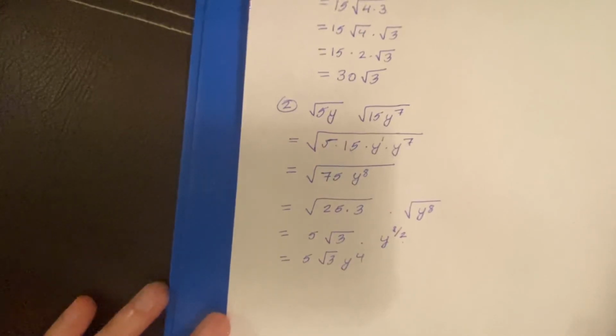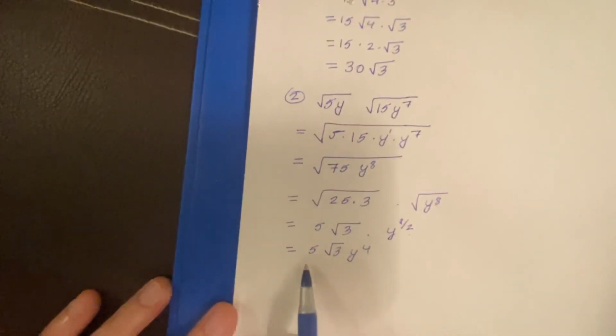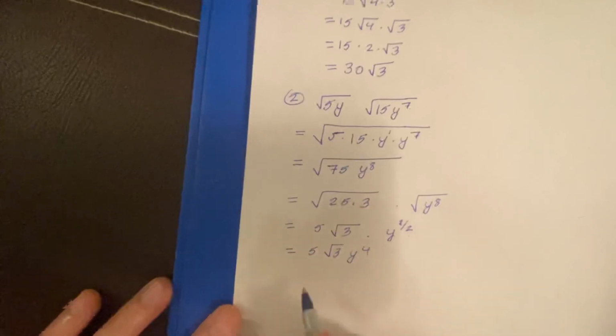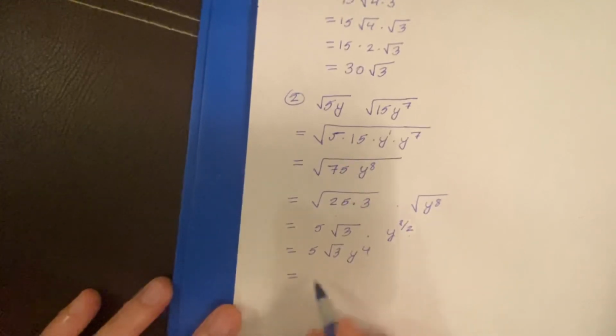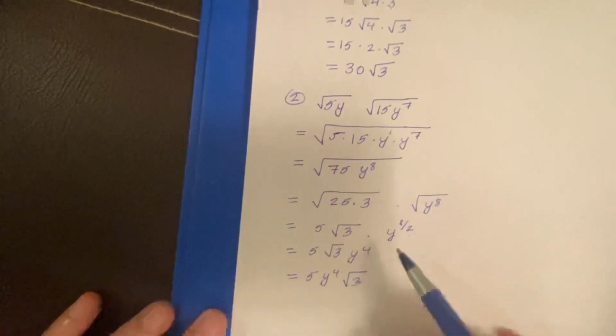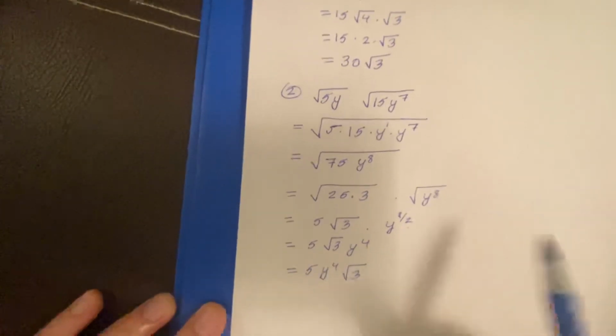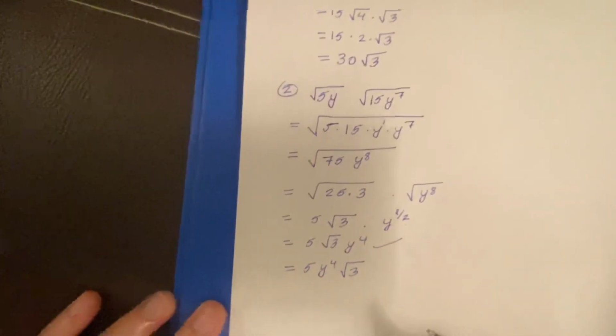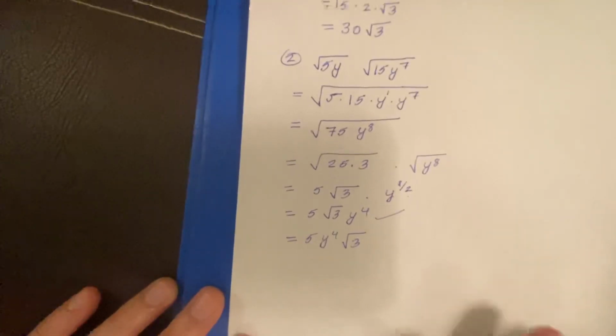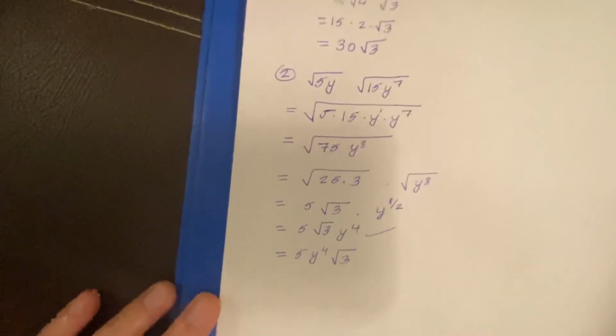All right, so you can just leave your answer here, or if you just want to make it look good, 5 times y to the power 4 times square root of 3. It doesn't matter even if you leave your answer here. Since we are multiplying, that's fine. All right. So now let's do another problem.